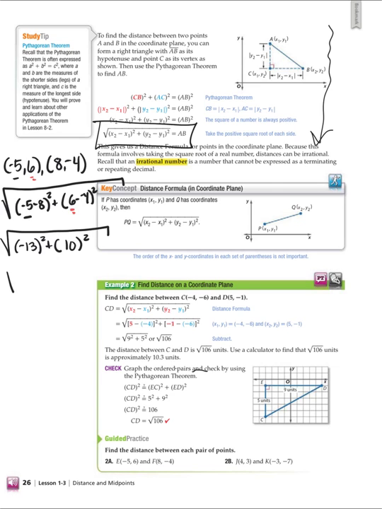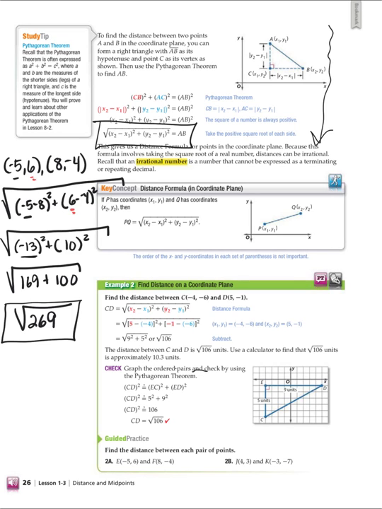Okay, and then we're going to start simplifying further. Negative 13 squared is 169, and 10 squared is 100. So we need to take the square root of 269. If that is a perfect square, in other words, if it comes out even, we're going to go ahead and take that perfect square. If this doesn't come out even, the most accurate answer is to leave this in simplest radical form instead of putting it into your calculator and rounding it off.